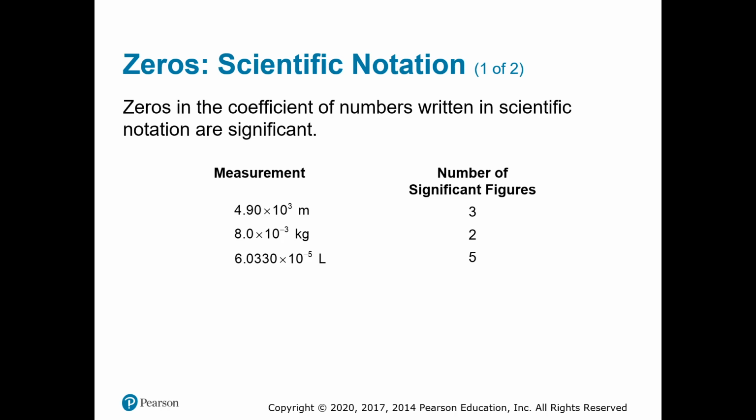Now, we haven't done scientific notation yet. We're going to come back to that. But as we do, the only thing to keep in mind with scientific notation is every digit in this part is significant. Every one. So that first one, 4.90, 3 significant digits. 8.0, 2 significant digits. 6.0330, 5 significant digits. So for scientific notation purposes, all you need to know is the first portion, everything is significant. We'll come back to that in scientific notation in the next video.